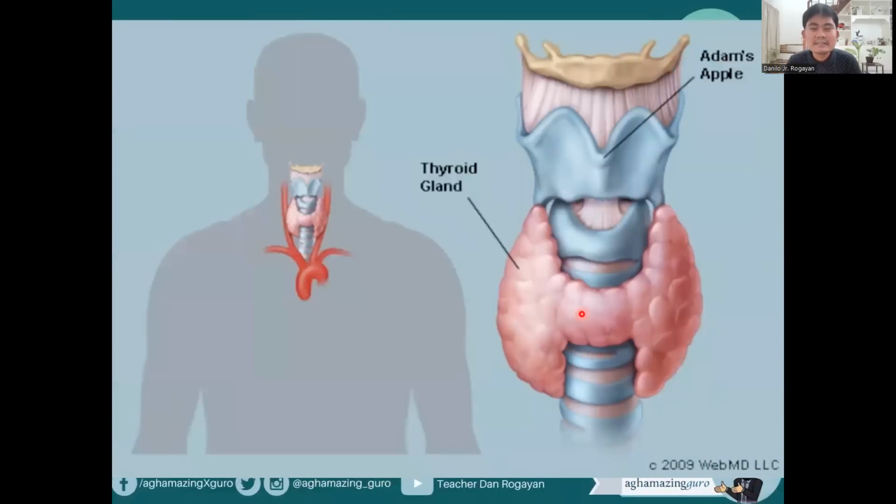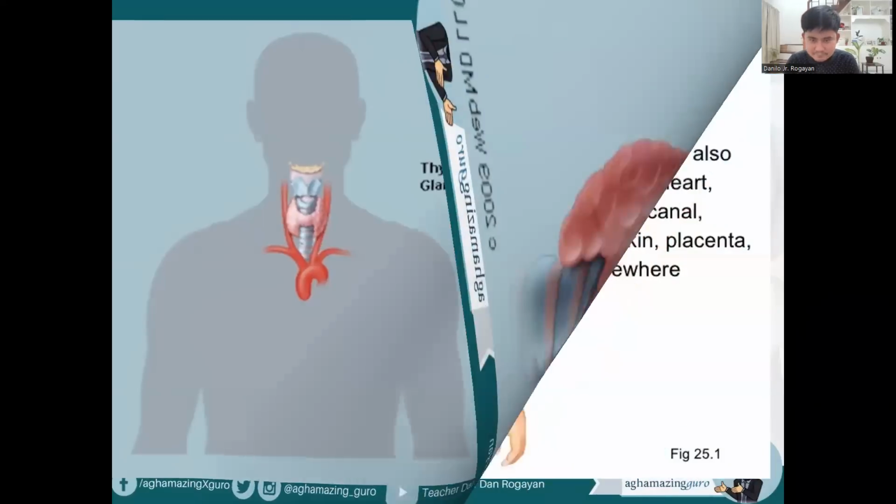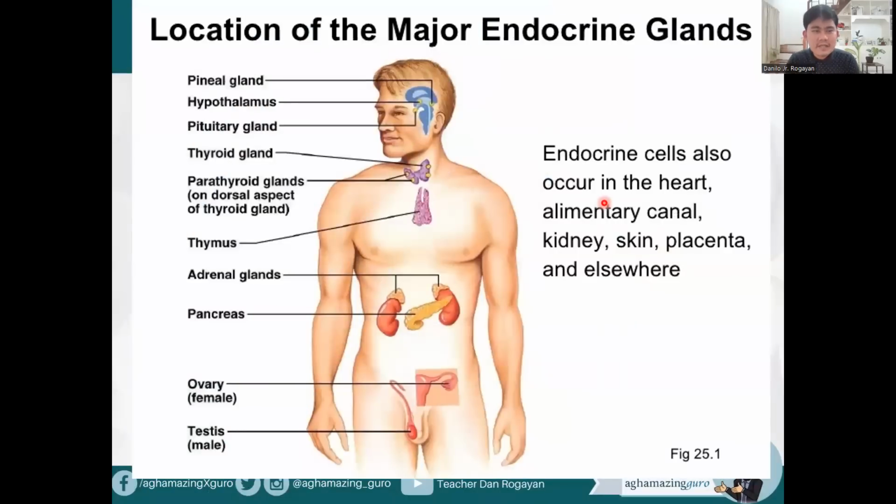Okay, so this is actually the thyroid gland. You can see here the thyroid gland, and you can see adjacent to this is the Adam's apple. So the location, the major endocrine gland. So endocrine cells also occur in the heart, alimentary canal, kidney, skin, placenta, and elsewhere. So we have here the pineal gland, hypothalamus, pituitary gland, and then here is the thyroid gland.